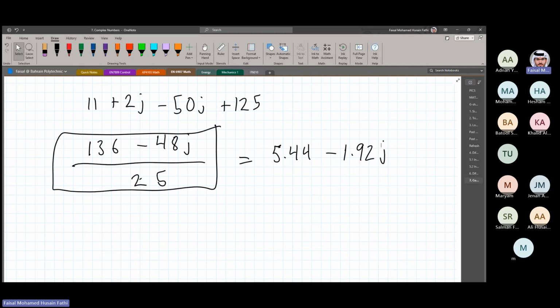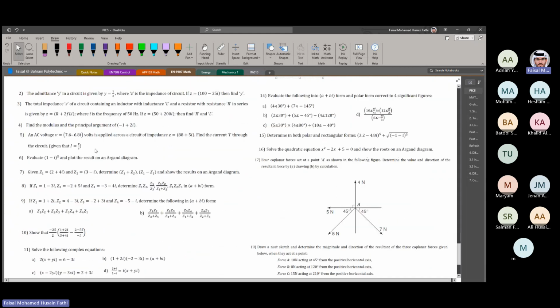I think I will stop here, because the rest is just questions that you can practice. There are so many different questions. For example, evaluate 1 minus j to the power of 5 and plot the result on an Argand diagram. Same exact concept. You have i to the power of 5. You just have to formulate it. What else do we have?